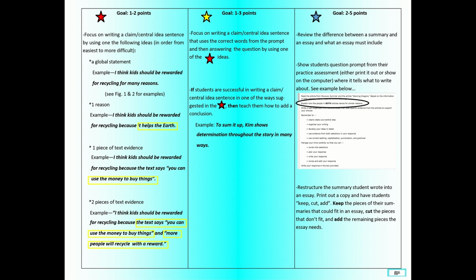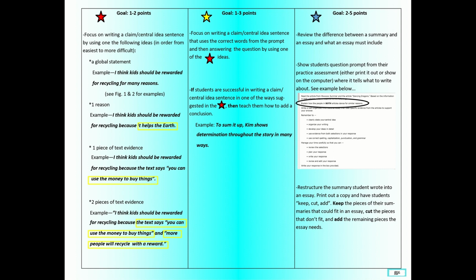So if they wrote their claim or central idea, it would be a central idea sentence. If they said, Kim shows determination throughout the story in many ways, the conclusion could be, in conclusion, Kim was very determined throughout the story. Or to sum it up, Kim showed determination in many ways. That could probably get them another point. So, claim or central idea sentence, then the conclusion. If they can do those two sentences, then we'll work on what comes in the middle.